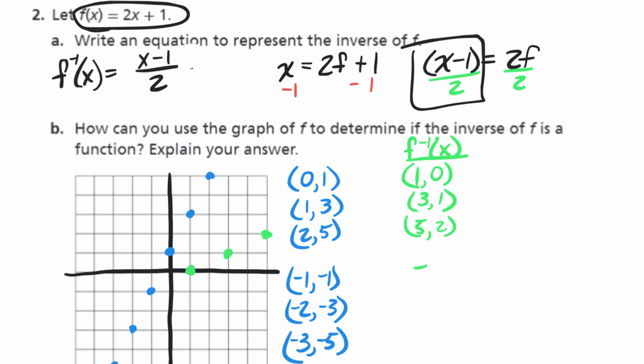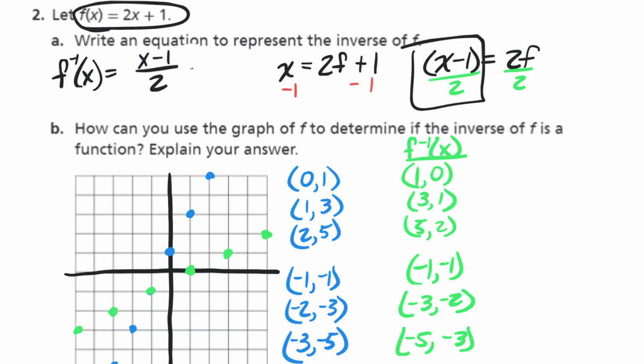Instead of -1, -1 is the same reverse, so they're going to actually cross each other right there. We'll have one at -3, -2. We will have one at -5, -3, which puts us right there. So this is how we can find inverse functions.